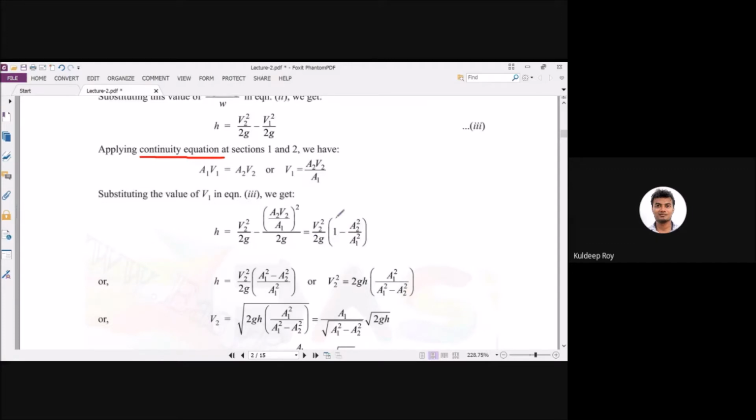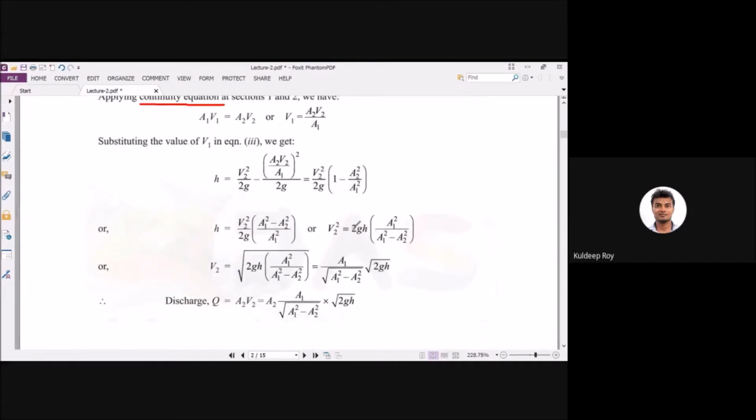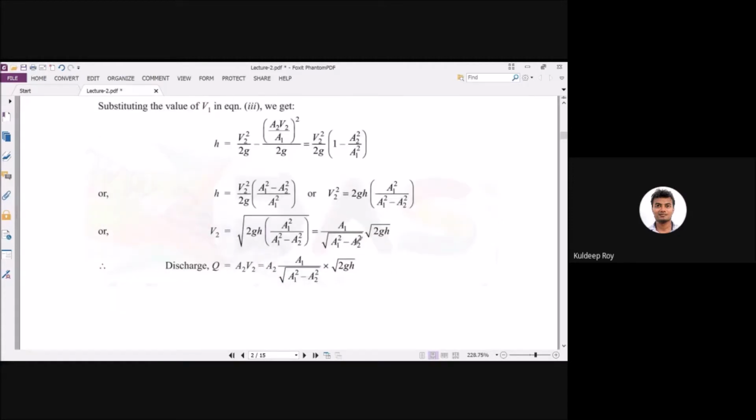Now we want to rearrange our expression to get the velocity value, because we are looking for the velocity. Now h is known to you. Now you can easily determine the velocity v2. When you apply the root, v2 will be a2 root over a1 square minus a2 square, root over 2gh.